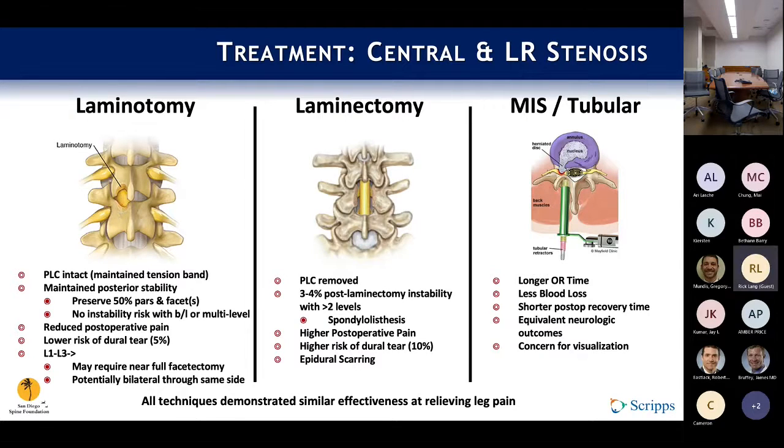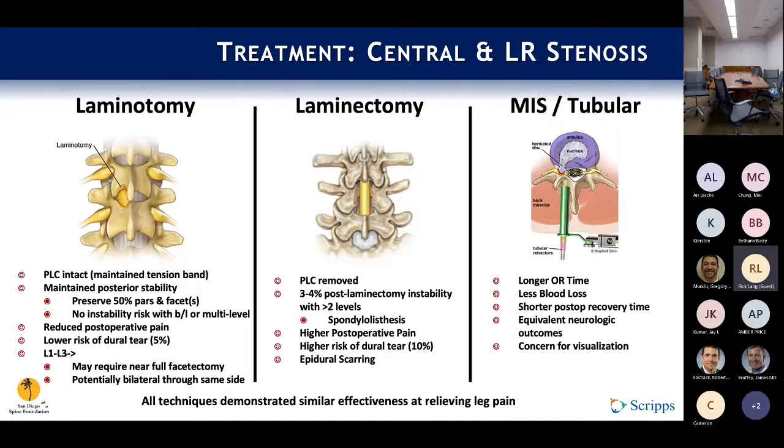As long as you preserve around 50% of the pars and the facets, you can generally perform bilateral laminotomies at all levels of the lumbar spine with no significant instability risk, either unilateral, bilateral, or multi-level. So that's improved from laminectomy, which we'll talk about. Laminotomy compared to laminectomy has been shown to have reduced post-op pain and a lower risk of dural tear, somewhere on the order of 3 to 5% with an experienced surgeon.